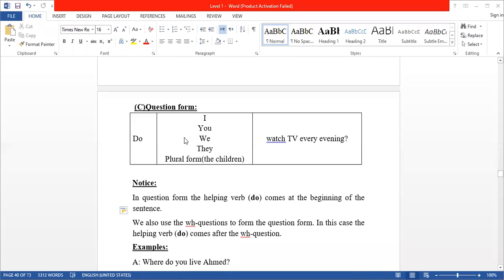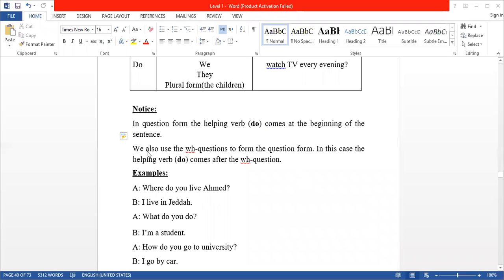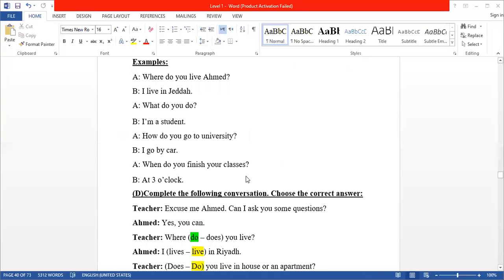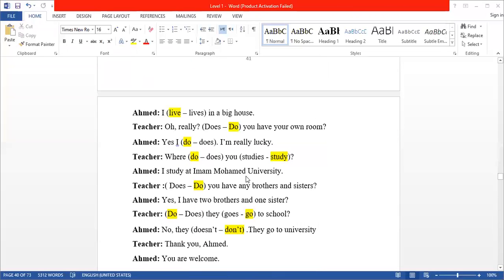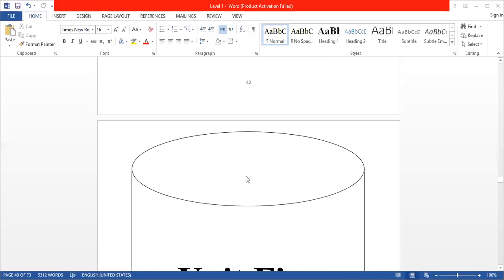And we talked about the question form. How can we form a question in the simple present tense? In this case, we are going to put do at the beginning of the question. Then we are going to put the subject, then verb without S or ES, and the object plus the rest of the sentence. And we said that we can use the WH questions to form the question form. And in this case, the helping verb do comes after the WH question. And we have completed this exercise.